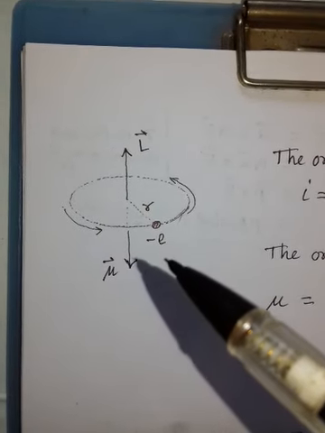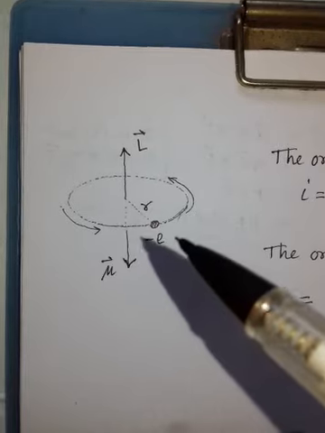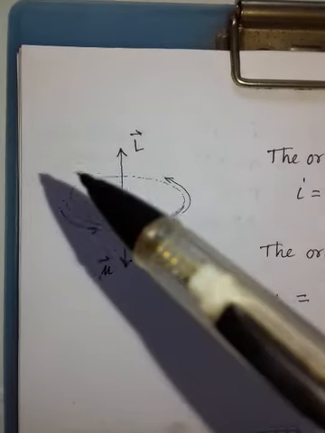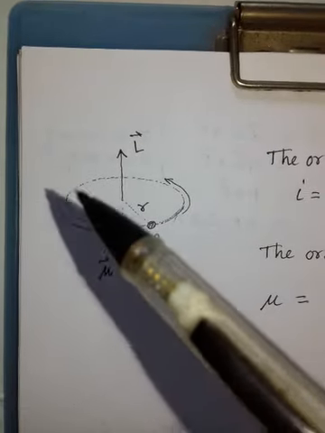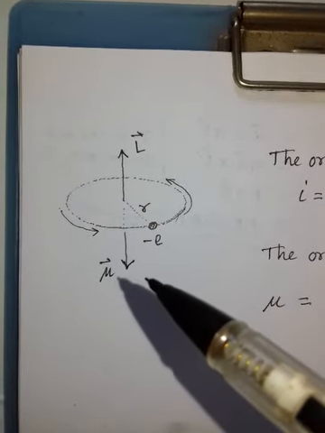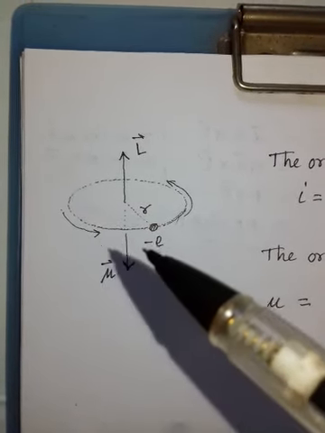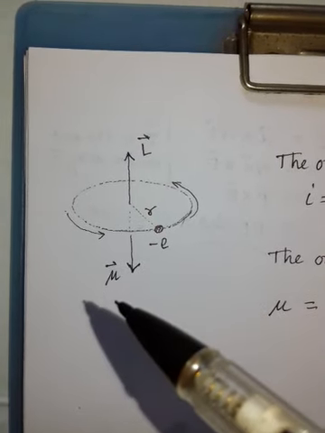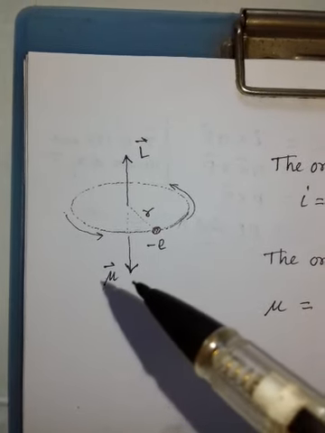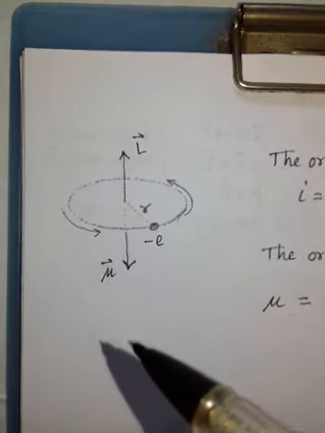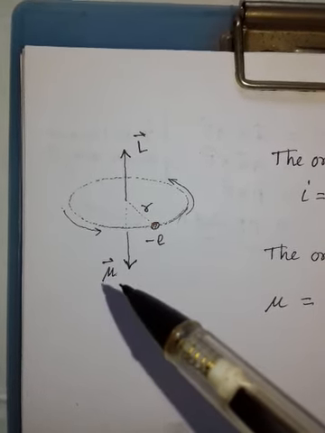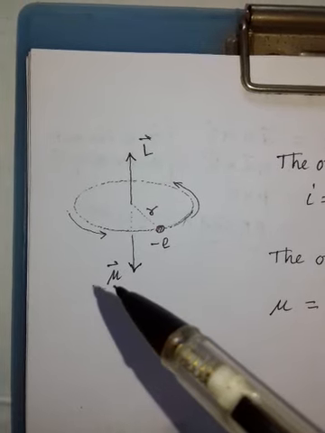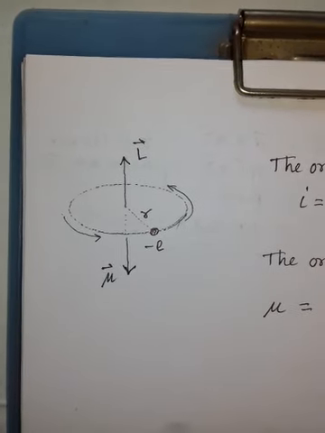The charge of the electron is negative, so due to this movement the corresponding current would be in the clockwise direction, which will produce a magnetic dipole moment mu in the downward direction. We are going to find out the magnitude of this magnetic dipole moment.